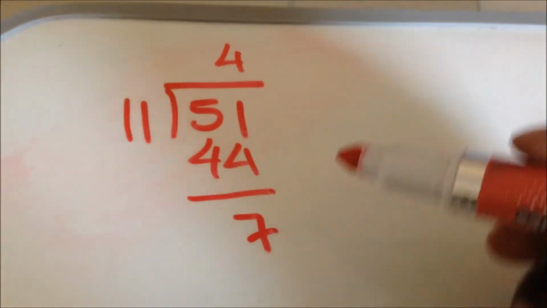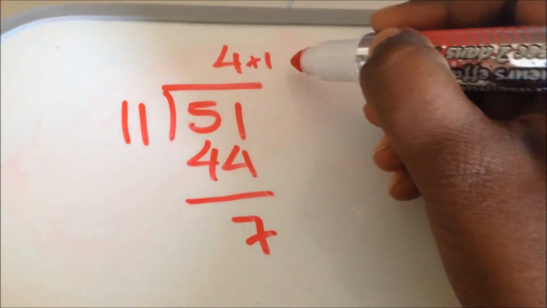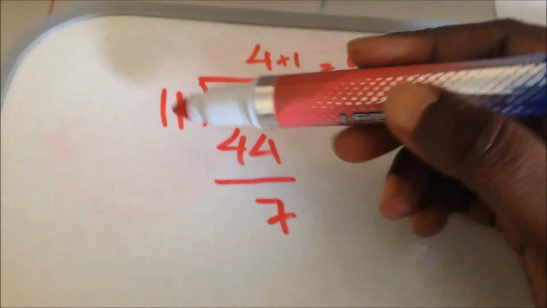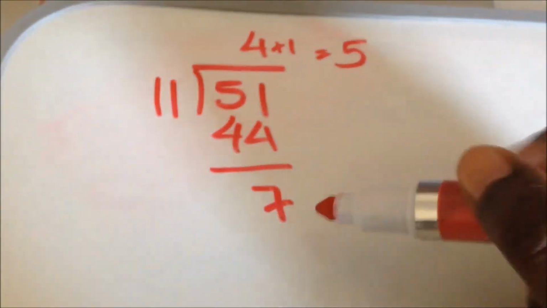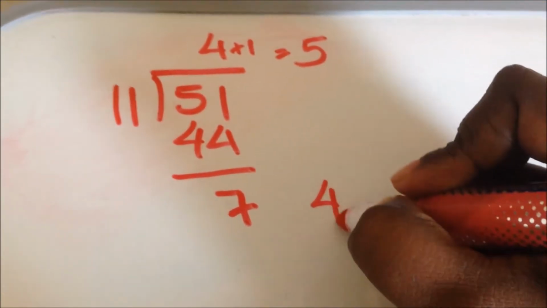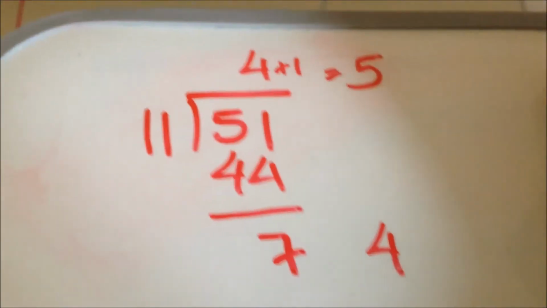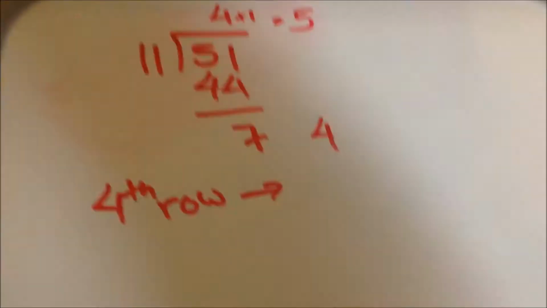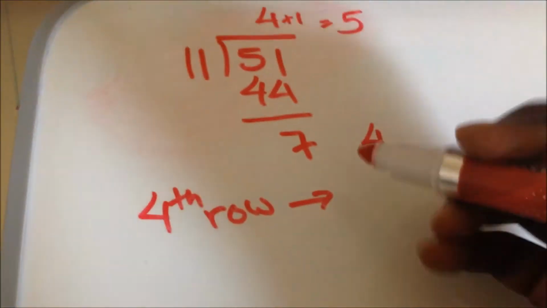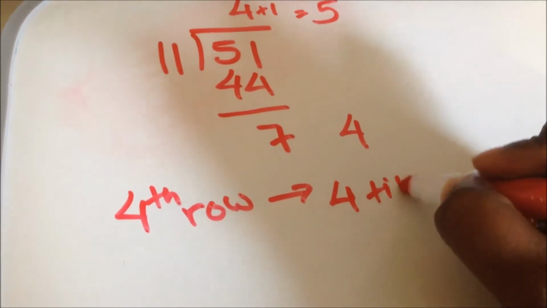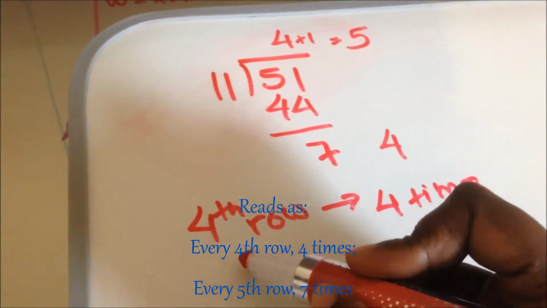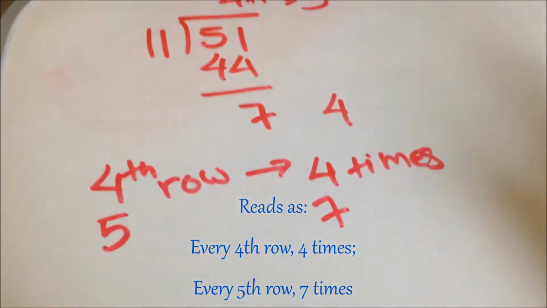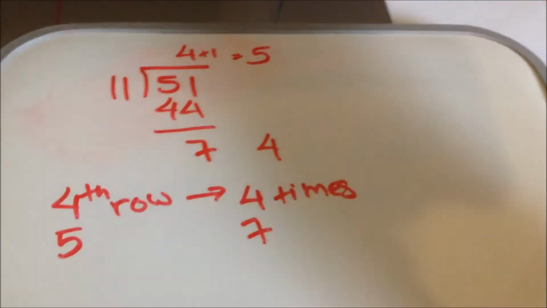Now we're going to add one number on top here, which takes us to 5, and then we want to do the difference between 11 and 7, which is 4. So our numbers are 4, 5, 7, and 4. And the way to read that would be the 4th row 4 times, and then the 5th row 7 times.